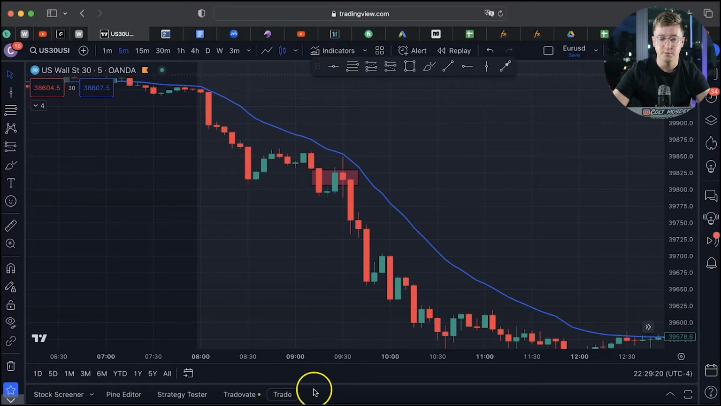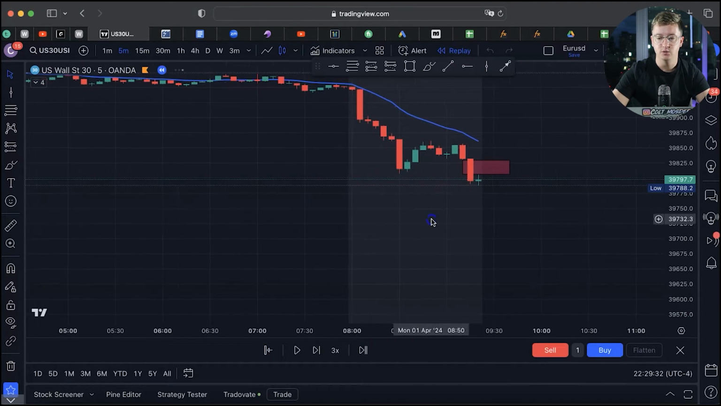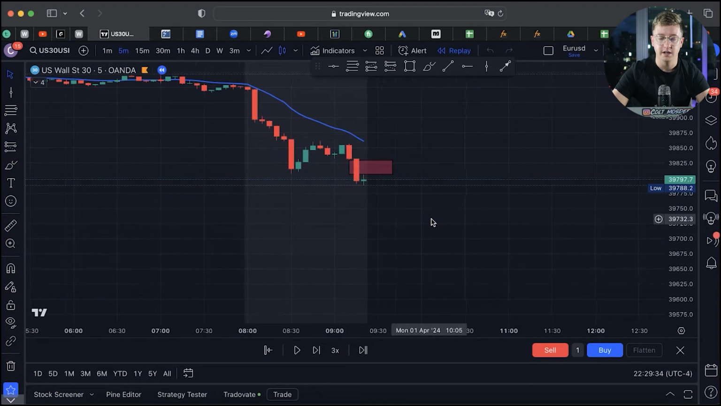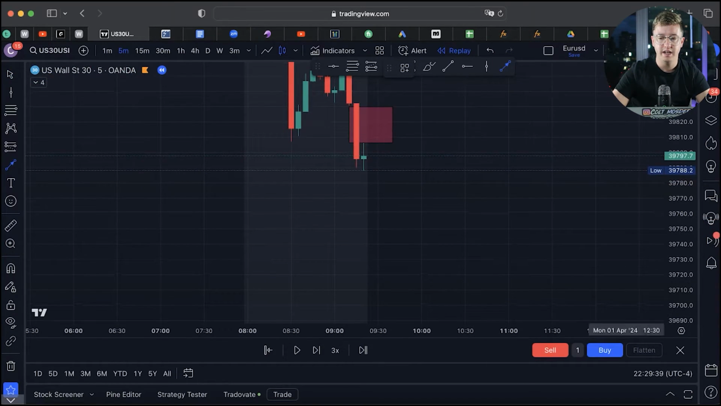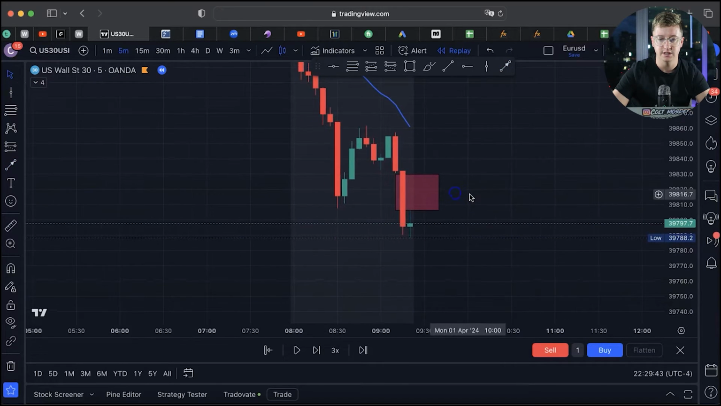Right here you can see on the bottom of my screen, look at this fair value gap. After this candle closes at 9:25, it is the market open. So ideally, this is what we would have been seeing in real time. So with these fair value gaps, there are 3 ways to enter on it. And I'm going to explain it to you guys right now.